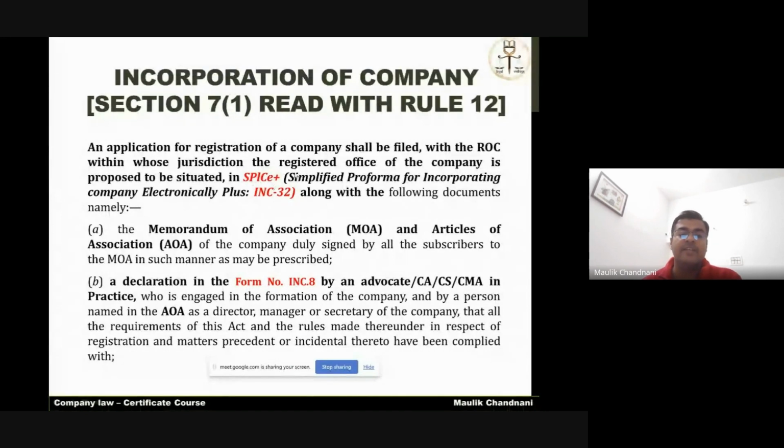So what will be the attachments of SPICE Plus? The memorandum and articles, of course, these will be e-memorandum and e-articles. Apart from the memorandum and articles, a declaration by a practicing advocate or a practicing professional in form INC 8. This is nothing but a format of what to declare: that the promoters and the initial directors have complied with all the initial legal formalities relating to the incorporation.